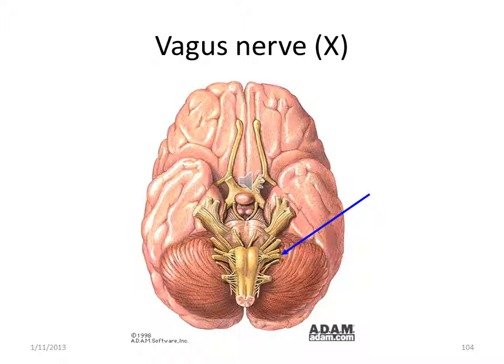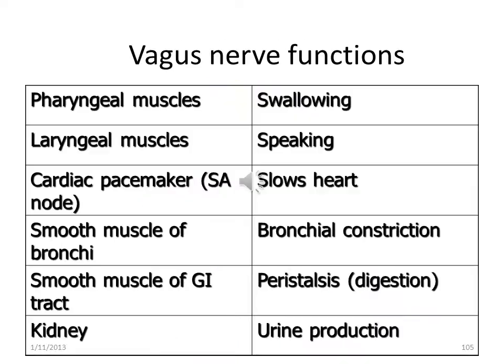Cranial nerve 10, the vagus nerve, is shown by the blue arrow. The vagus nerve has a long list of functions which are summarized on this slide. It innervates muscles that you use for swallowing, muscles of the pharynx or throat, muscles of the larynx used for speaking. It also has parasympathetic fibers that go to the thorax and abdomen. These innervate all of the smooth and cardiac muscle in the thorax and abdomen. So that includes the SA node of the heart, smooth muscle of the bronchial tree, smooth muscle of most of the GI tract down as far as the descending colon and the kidney.